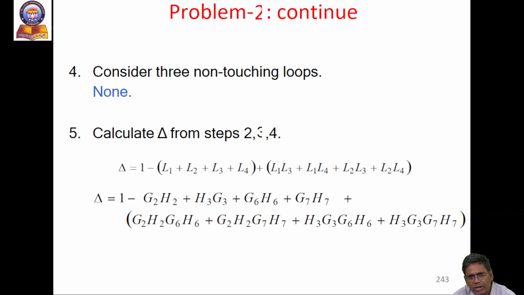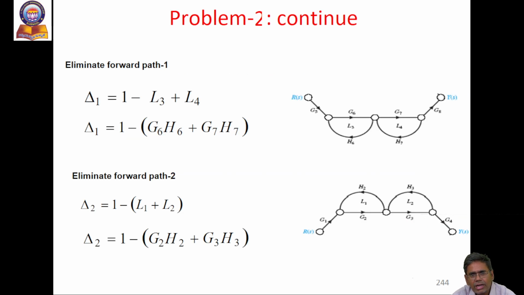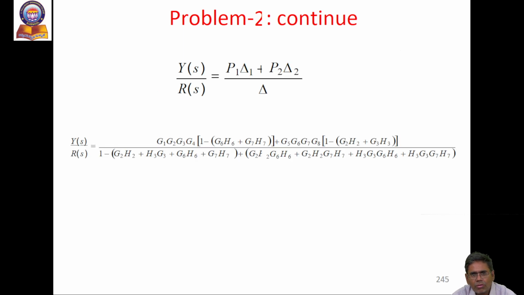Then find delta 1, eliminating the loops touching forward path 1: delta 1 is 1 minus (L3 plus L4). Similarly for the second forward path, delta 2 is 1 minus (L2 plus L3). Then the overall transfer function Y(s)/R(s) is equal to P1 delta 1 plus P2 delta 2 divided by delta.